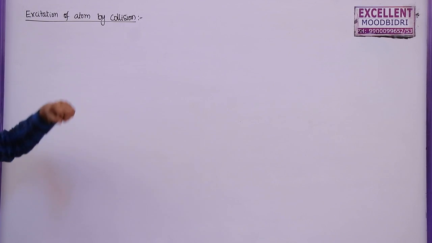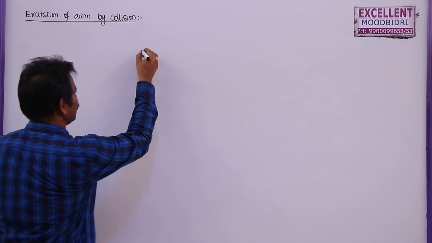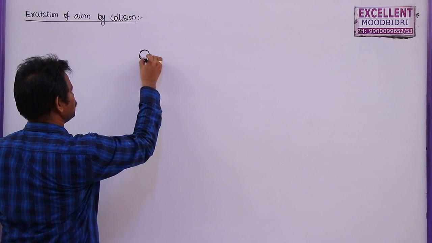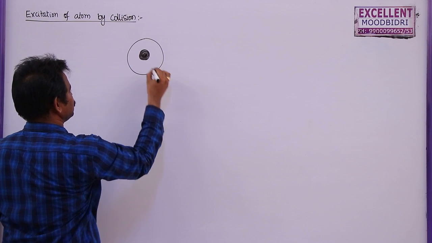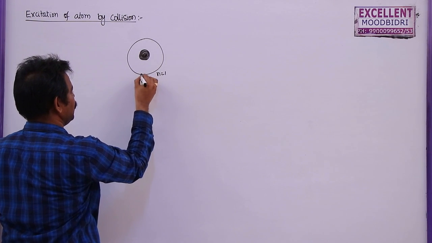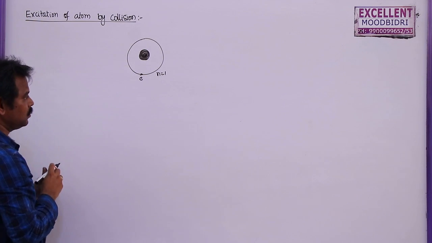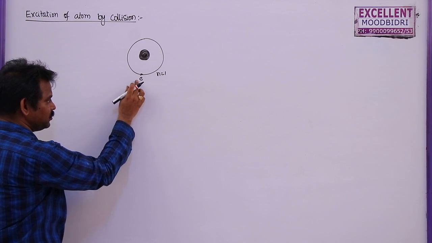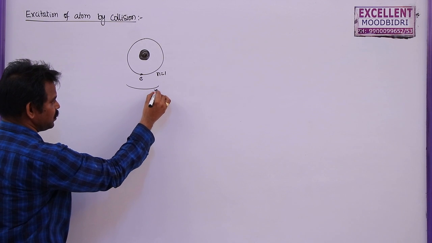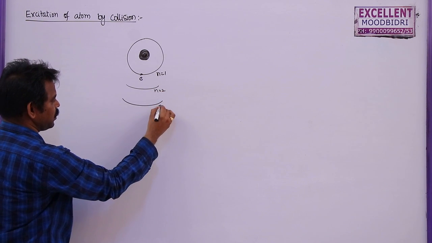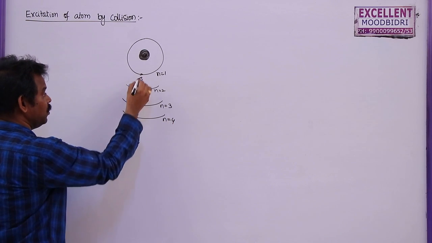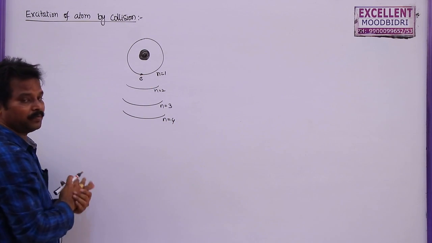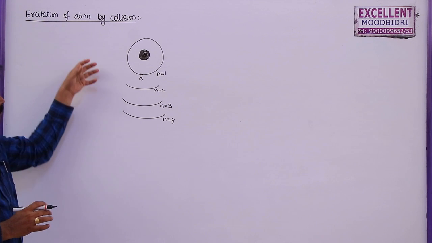Excitation of atom by collision. Suppose you take any one hydrogen atom. This is the nucleus of the hydrogen atom, and this is the first orbit, n is equal to 1, and let us say one electron is revolving here. For this electron to excite to the second energy orbit, n is equal to 2, or any higher energy orbit, n is equal to 3 or n is equal to 4, we need to supply some energy. We can supply this energy in any form.